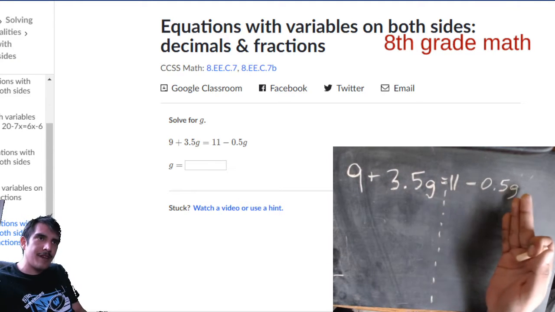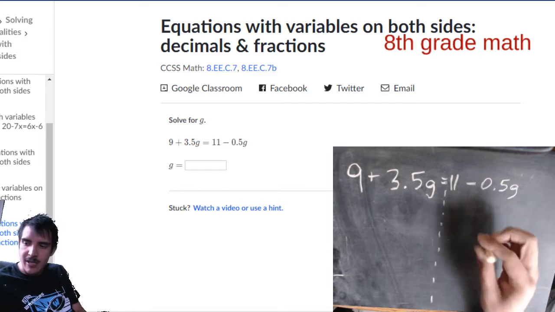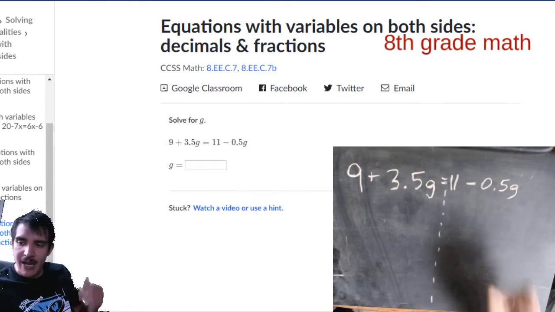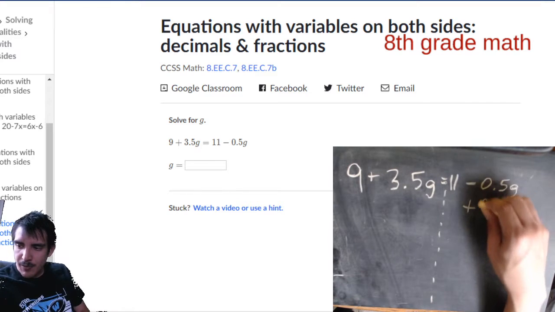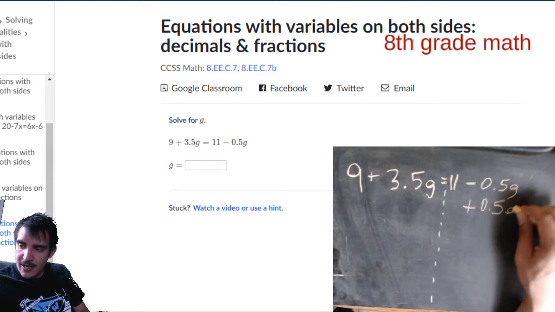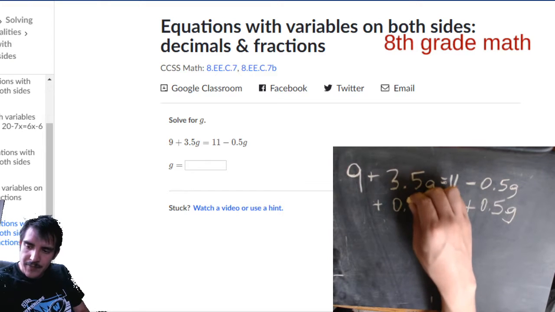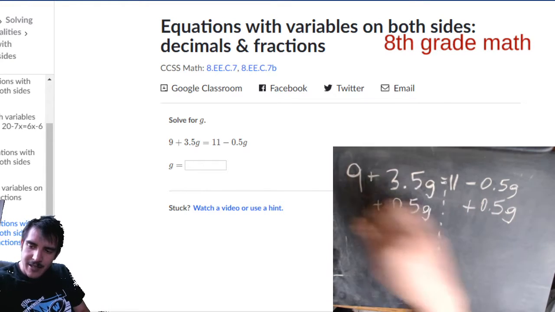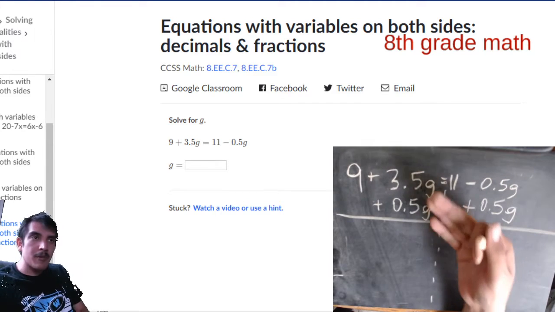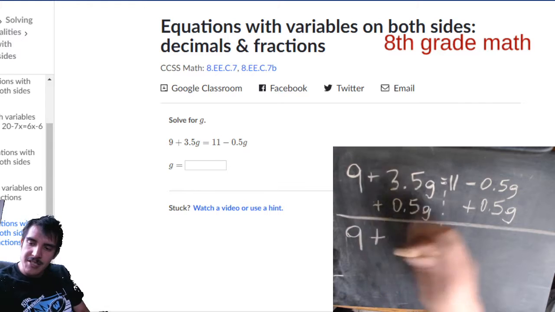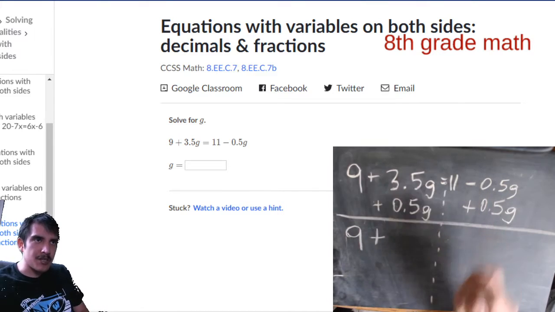Minus 0.5g. How do you get rid of a minus 0.5g? You do the opposite: plus 0.5g. And then same thing on both sides, always. I think there's going to be some easy math here. What are we going to bring down on the first side?